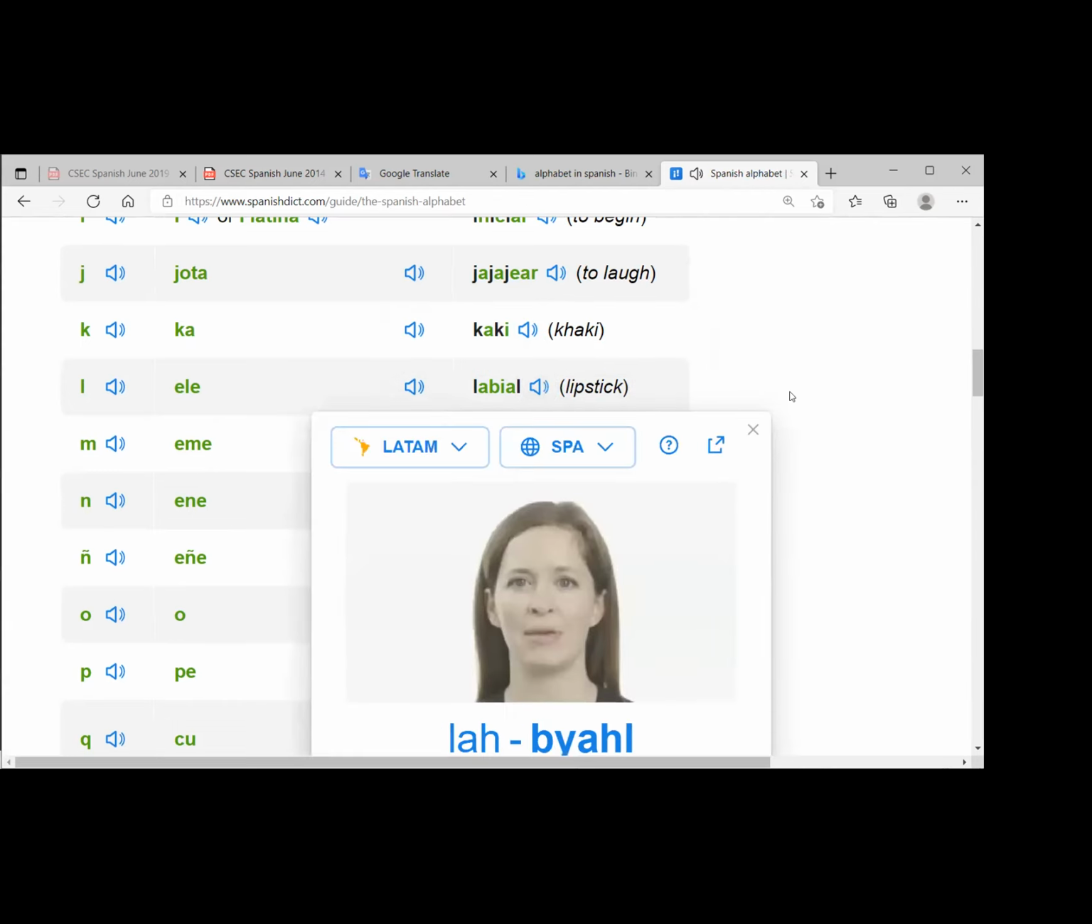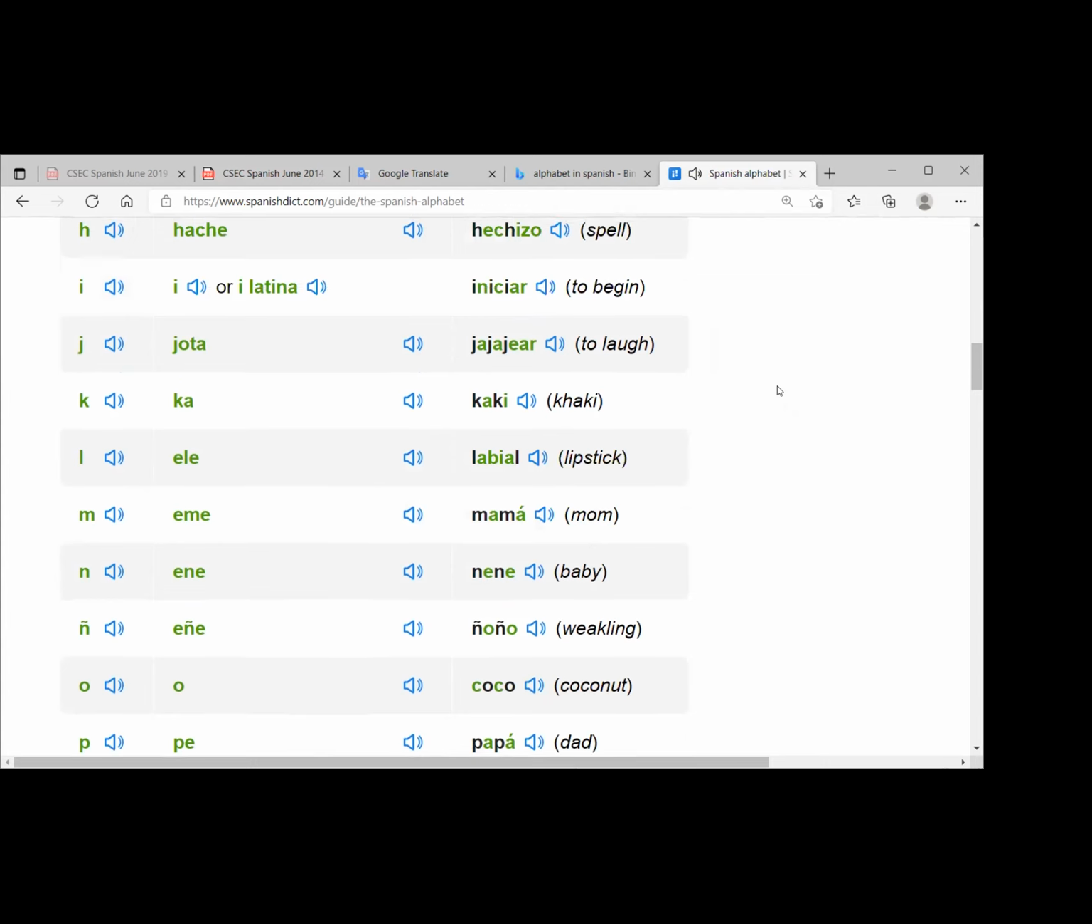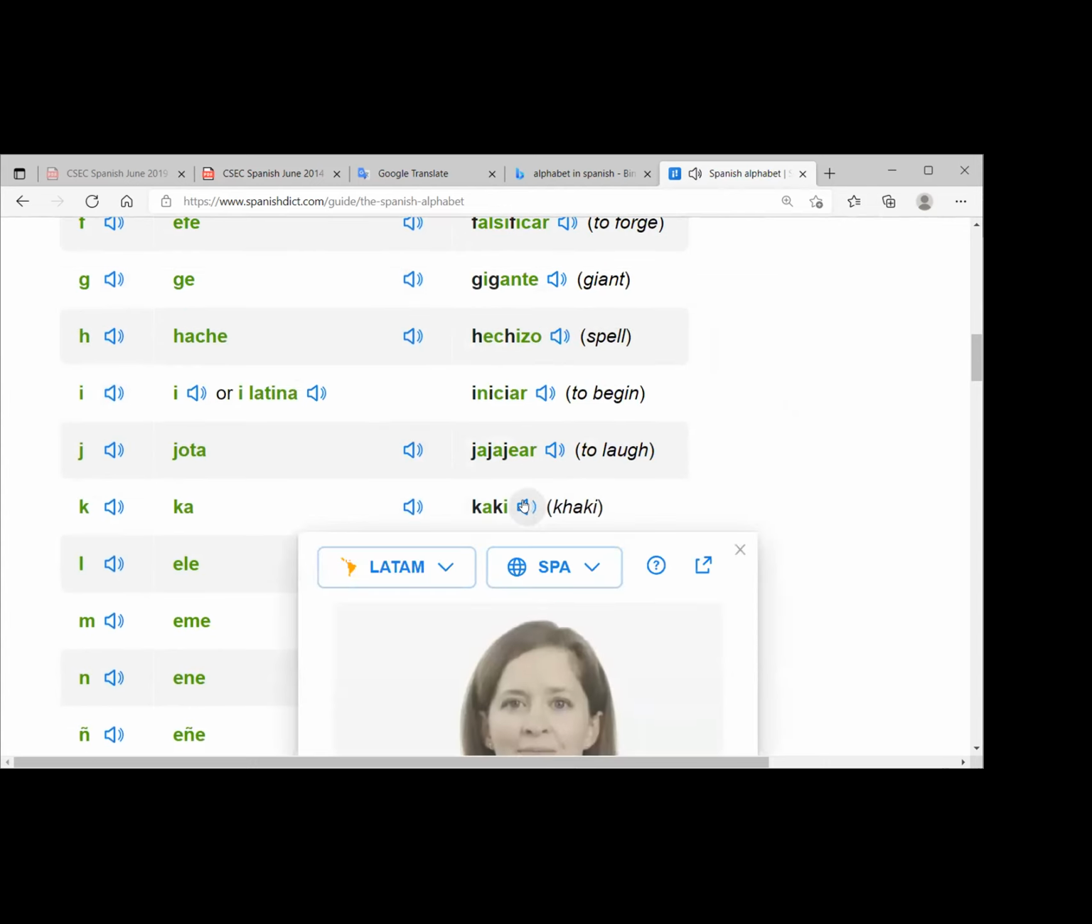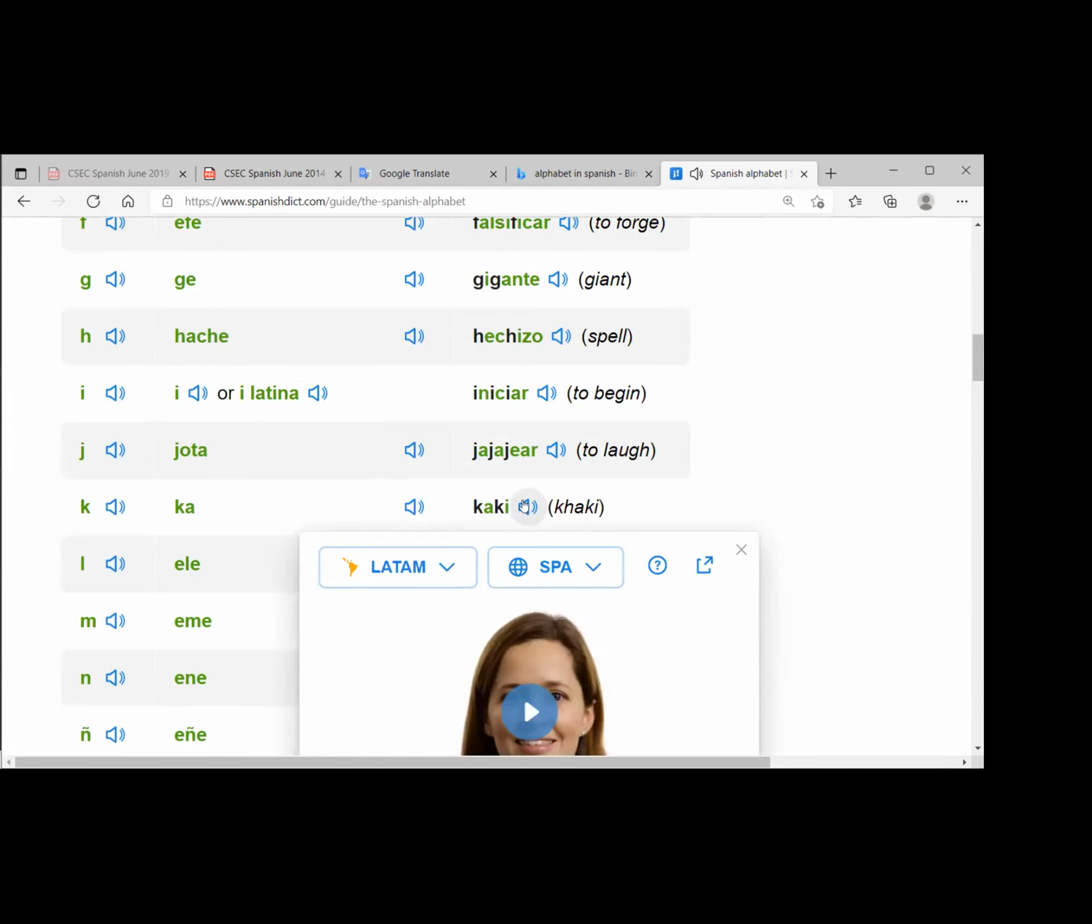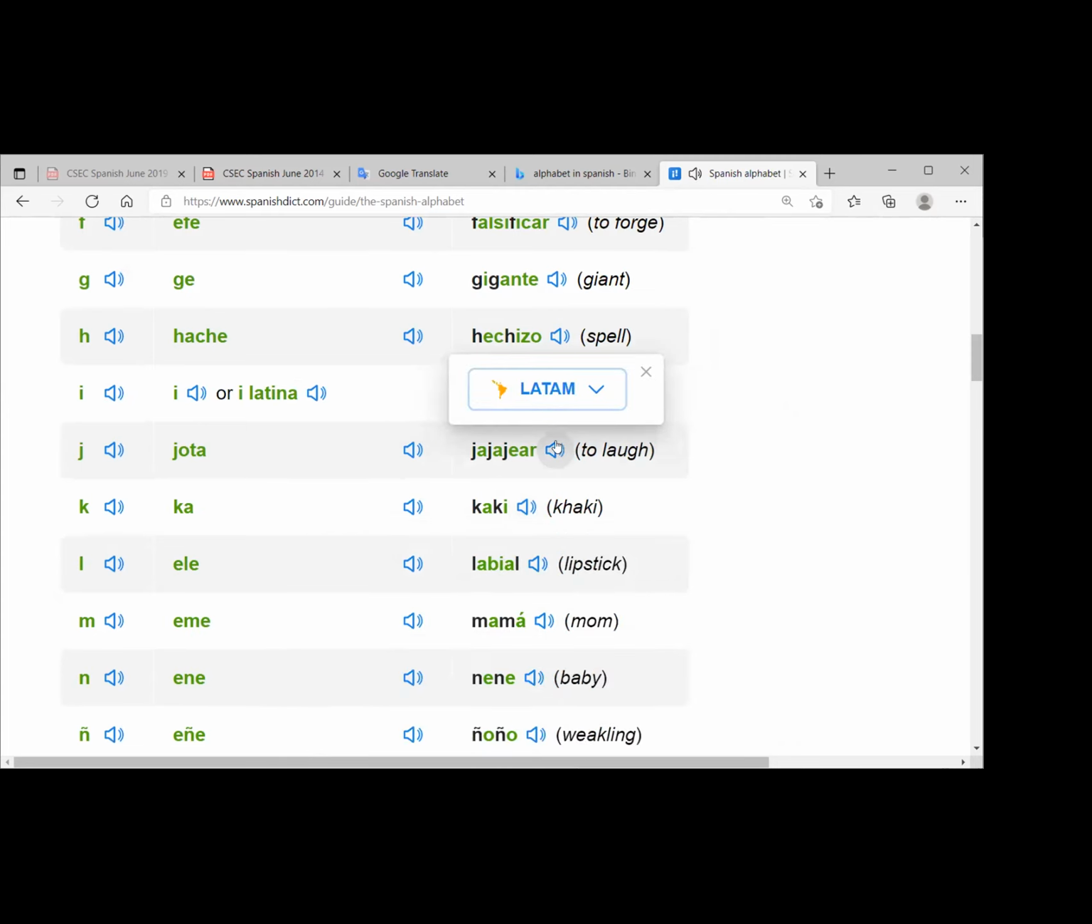Labial. Kaki. Very good. Hajear. Now, the Spanish G is always jota. It sounds like the English H. The only exception you will find is in proper nouns. So you will meet people in Trinidad whose name is Jamie.